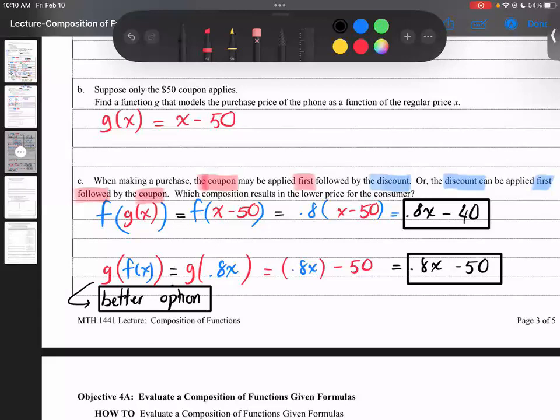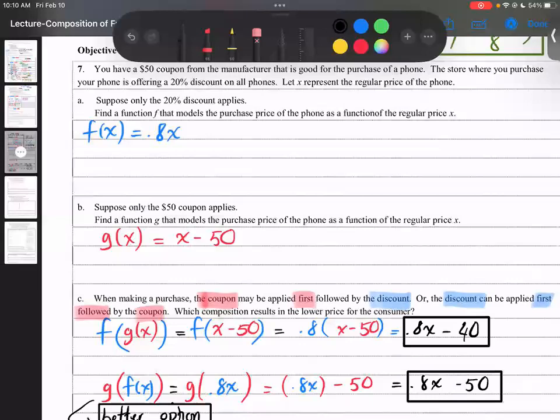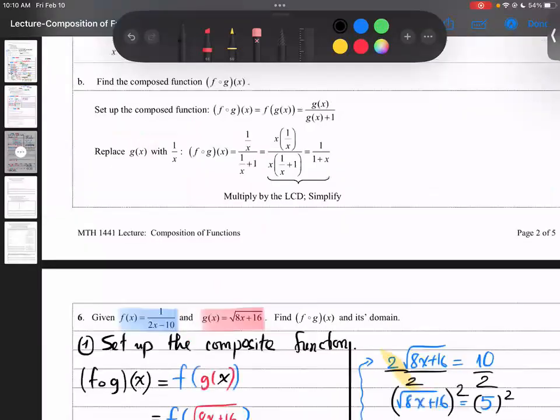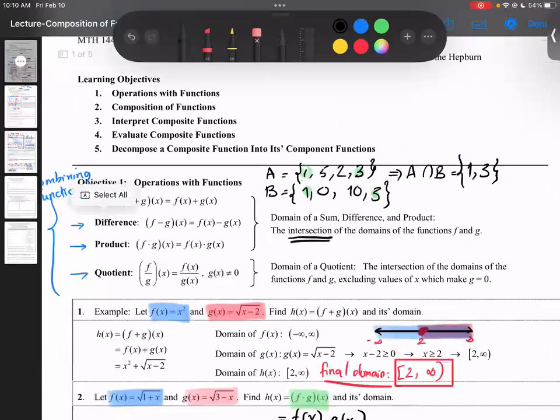So let me recap for composite. For combining function, you combine them using those rules, which is very straightforward. How do I find the domain of a combining function? Well, you find the domain of the first and you find the domain of the second, and then you draw on the number line and see where they intersect. That's your combining domain.